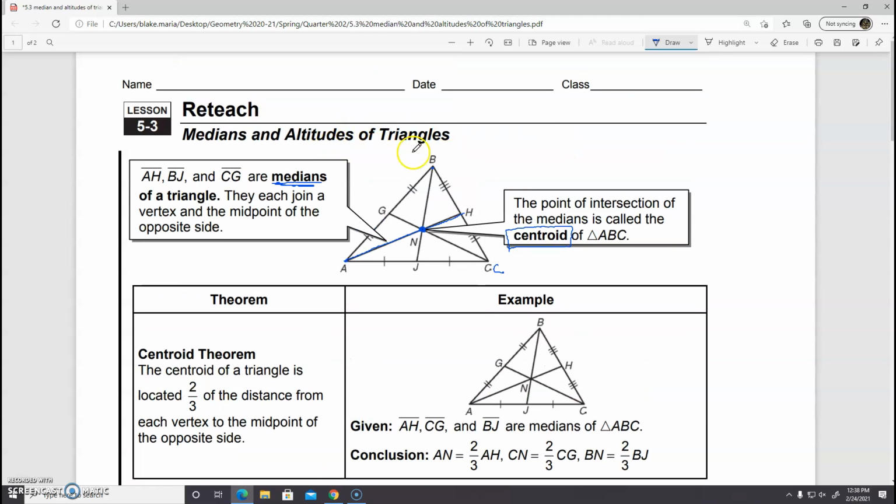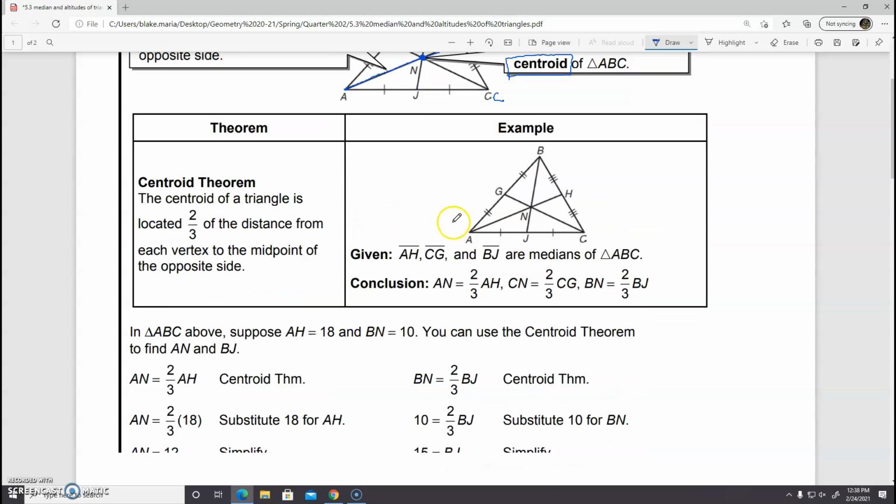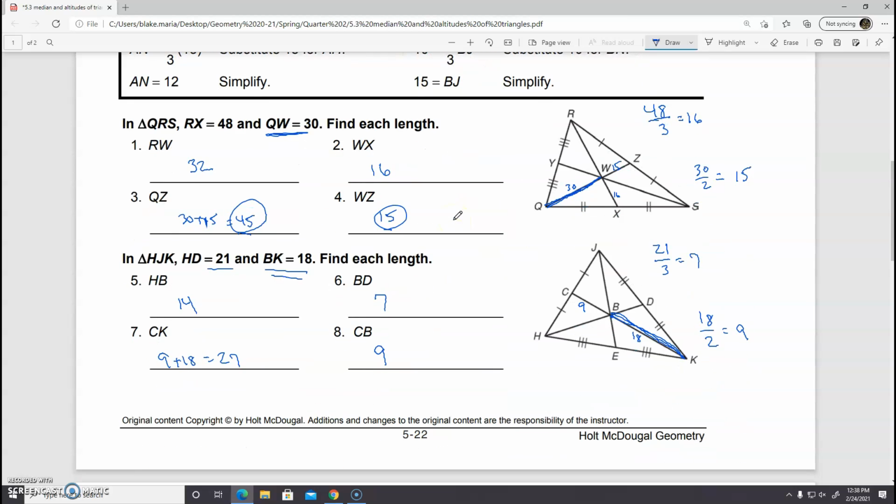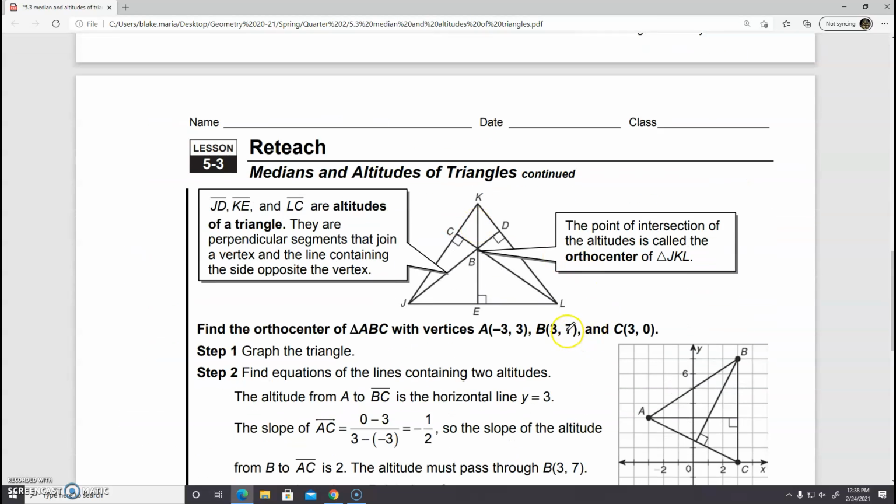Again, recap: medians all intersect at the centroid. The centroid makes a 2/3, 1/3 piece. Okay, centroid, 2/3, 1/3. Now the last one, we're actually not going to do this page.